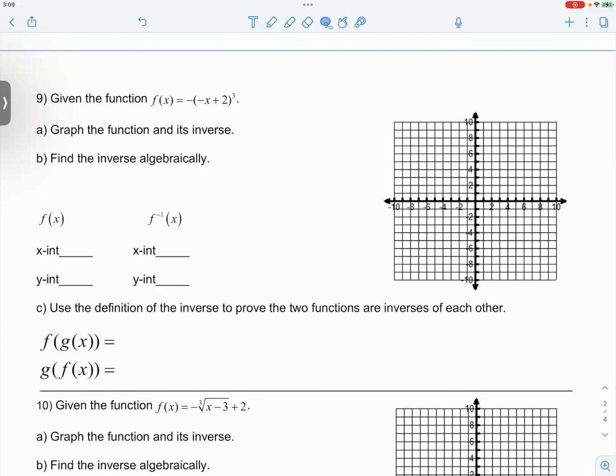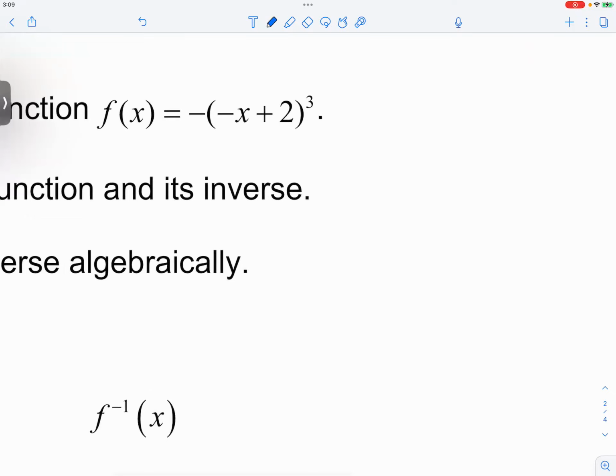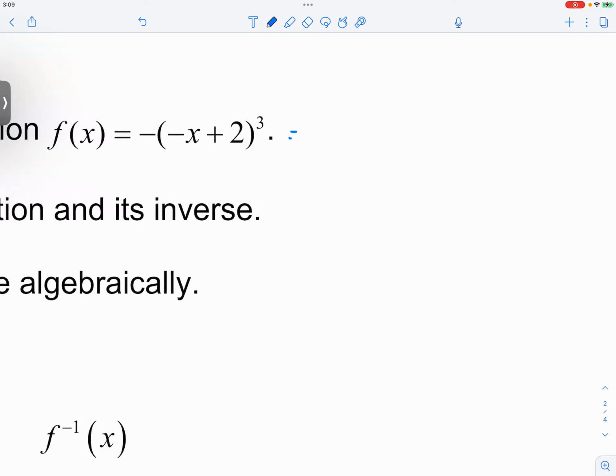Okay, the next question is number 9. Now, number 9, I think it's a very worthy question to go over because it looks pretty ugly. You can see that there's a negative here, there's a negative here, but we need to do something first before we sort out the negatives. So the first thing that we must do is to factor.